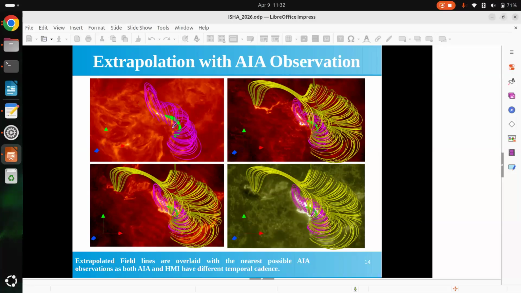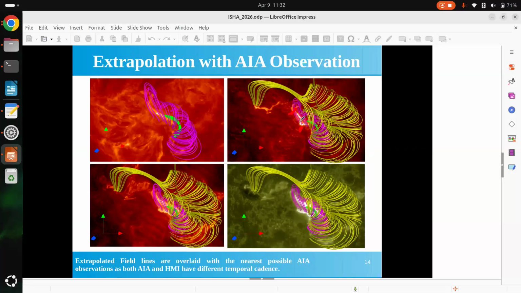Later, we observed that the twist in magnetic flux was increasing. That is suggestive of reconnection in the shear arcade, and this reconnection in the shear arcade will give rise to two brightenings like this and this. So these two brightenings are mapped with the foot points of the shear arcade.